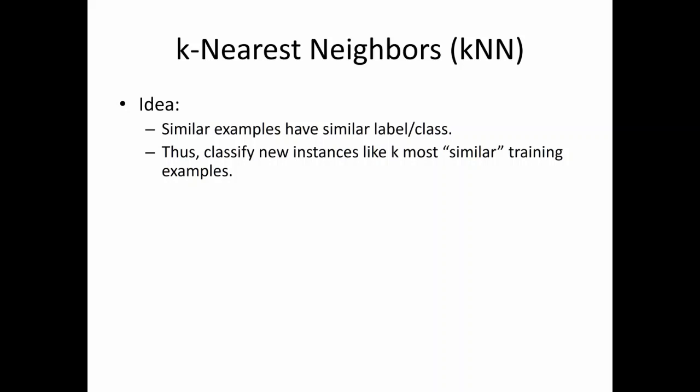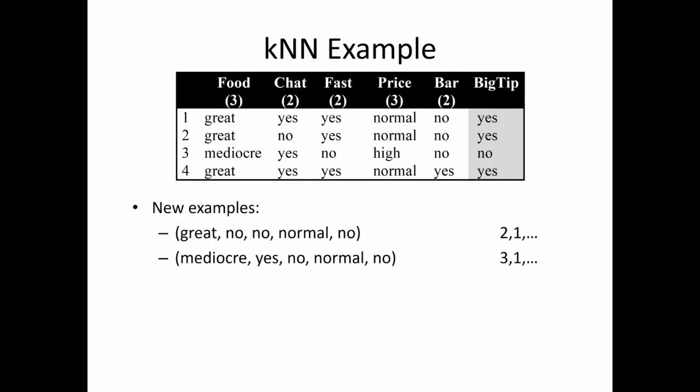So the idea behind KNN is to classify a new unseen instance based on the k most similar examples in your training set. If we were to revisit the restaurant example, again, the idea is to decide whether Trump would leave a big tip or not. And suppose you have a new restaurant where the food is great, you can have a good chat, it's fast, price is normal, and so on. You'll find the most similar restaurant in our data set. So the first restaurant has 3 things in common. The second restaurant has 4 things in common.